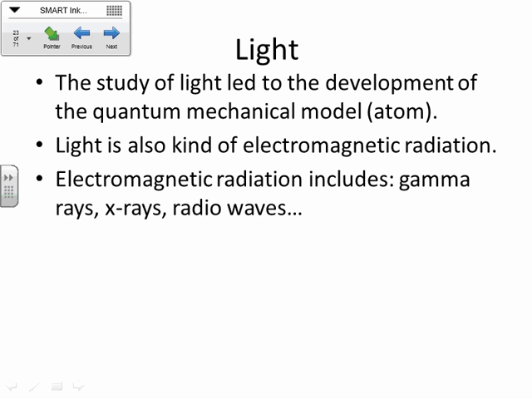Visible light is kind of right in the middle of that spectrum, okay? So that's the only light we can see. Every other kind of light is actually invisible to us. We can't see it with our eyes. That doesn't mean it's not there, okay?